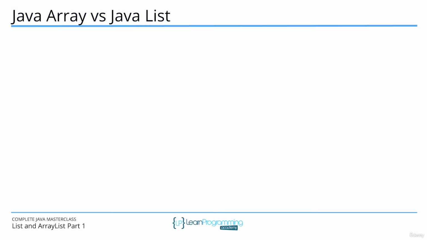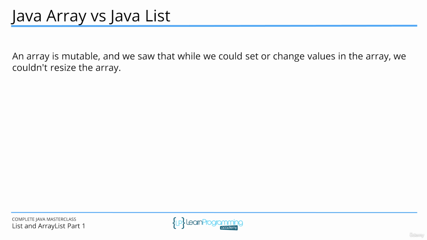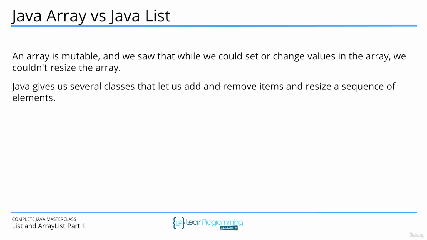We've spent some time in the previous section discussing arrays in Java. An array is mutable, and we saw that while we could set or change values in the array, we couldn't resize the array. Just like the StringBuilder class provides a resizable way to handle text, Java gives us several classes that let us add and remove items and resize a sequence of elements. These classes are said to implement a list's behavior.